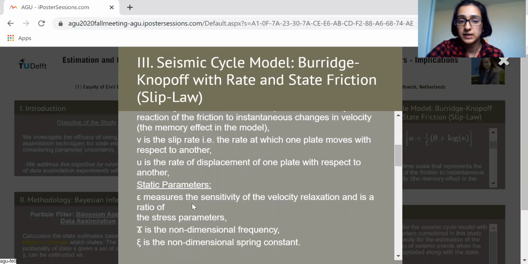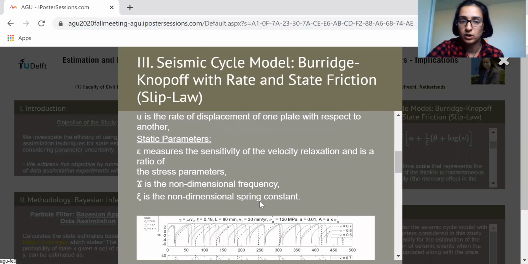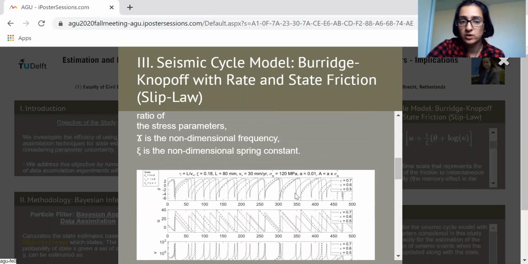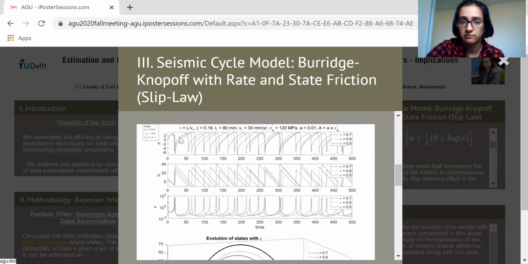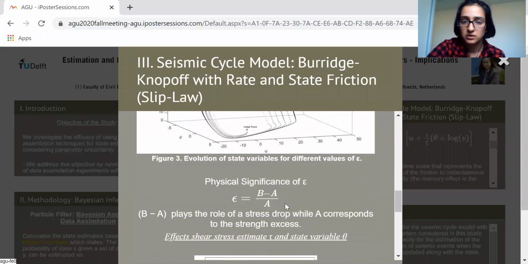And there are three important static parameters involved in this model. They are epsilon, gamma, and psi. But we are basically considering the parameter uncertainty for epsilon. Now, how epsilon affects the state estimates, you can see the evolution of states with time by varying epsilon values. So you can see it can actually increase or decrease the amplitude, or it can also increase or decrease the frequency of your state with time. That's how it interferes with your state evolution. So this slide shows the physical significance of epsilon.